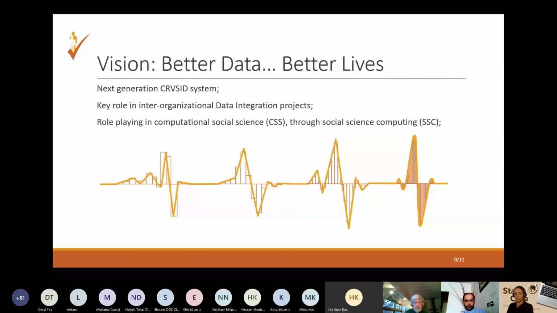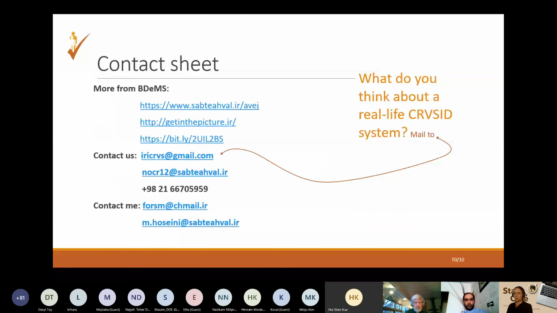Thank you for your patience. This is only one of many possible ways to implement this CRVS system. Thank you so much for your patience, and I hope you still keep thinking about how another form of a real-life CRVS ID system would be, and I hope you share your vision and answer my question by email. Thank you very much.